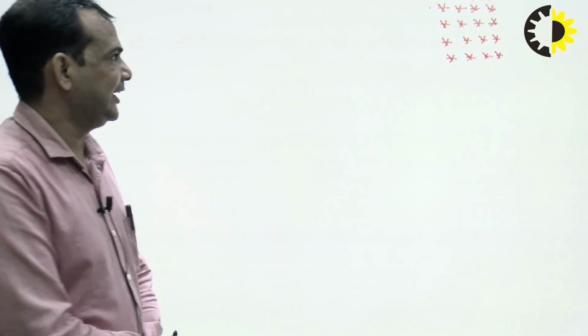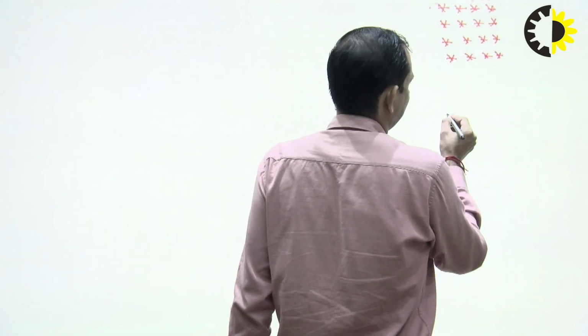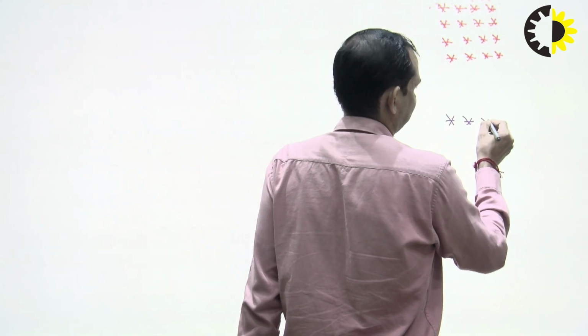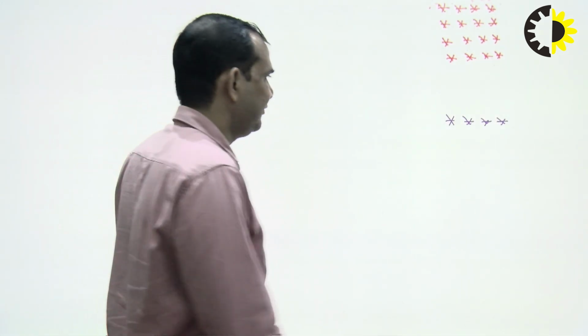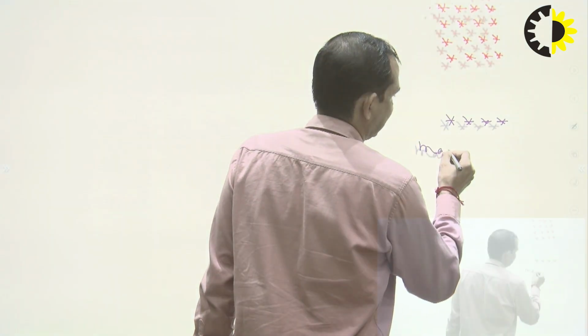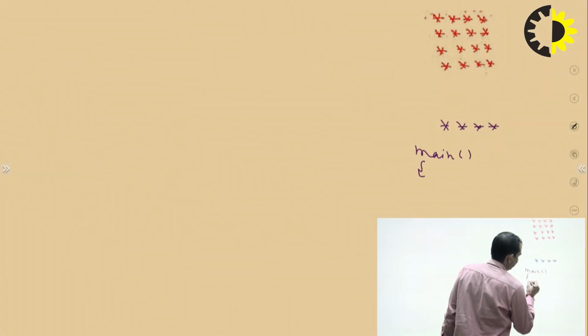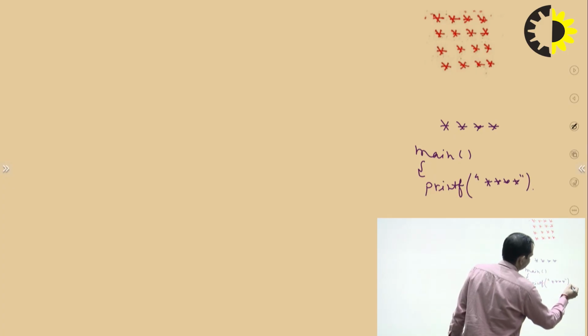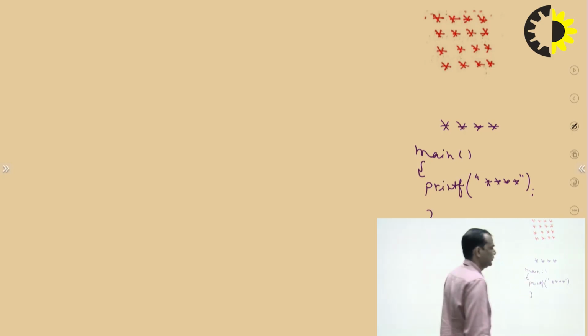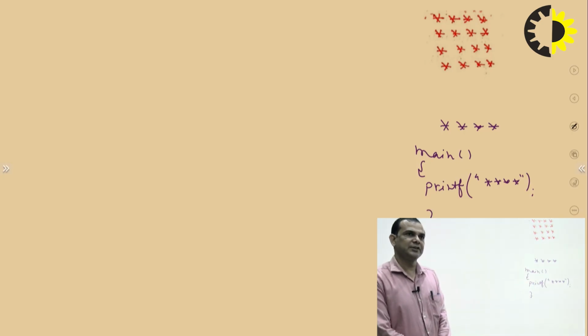So basically, if we want to print a single line, we simply write it in the main program, and here we use printf with 4 stars inside it. So we print this line. This one is the better option.